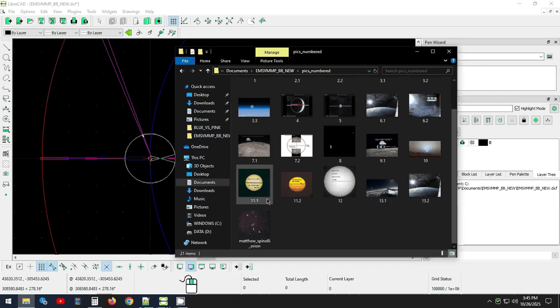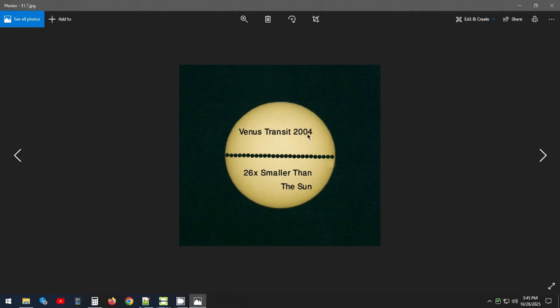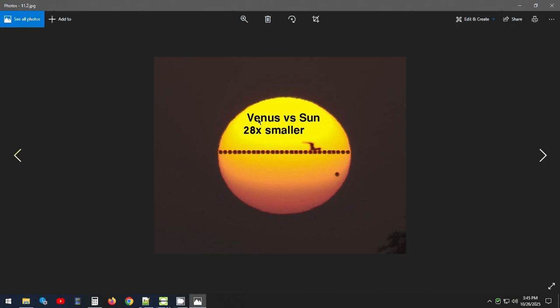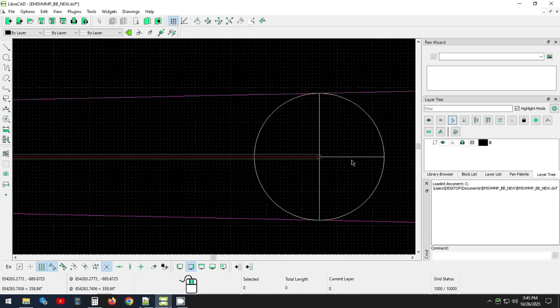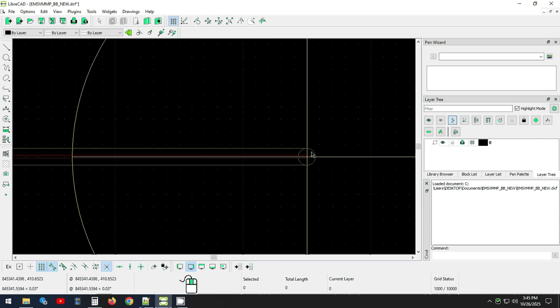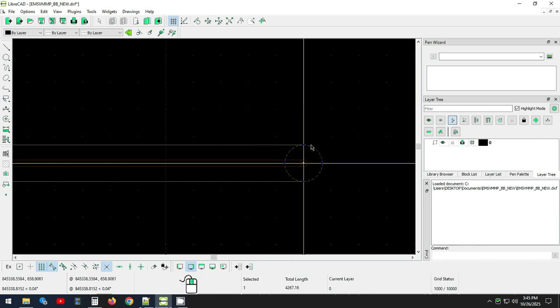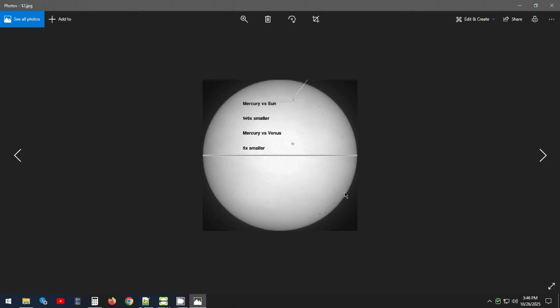The final part is this Venus transit in 2004, where it appears 26 times smaller, and Venus compared to the Sun is 28 times smaller in this drawing. So I just rounded it off to 27, instead of 26 and 28. So if we go here, we have a shadow, which would be the 27 times smaller, represented by this circle, and the smaller one would be the same type of thing, but for Mercury, which is 140 times smaller.